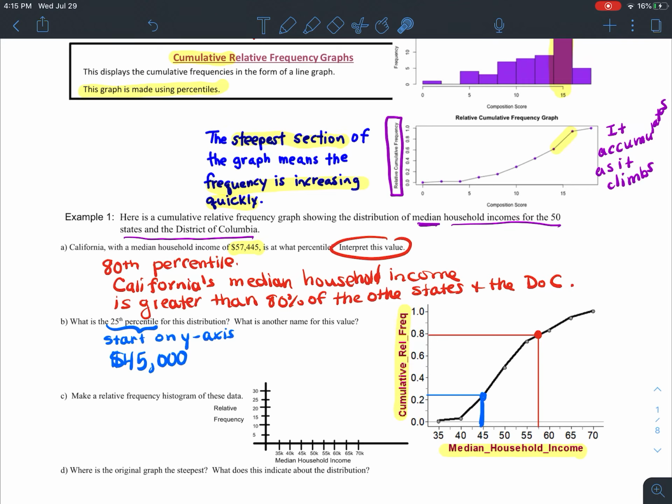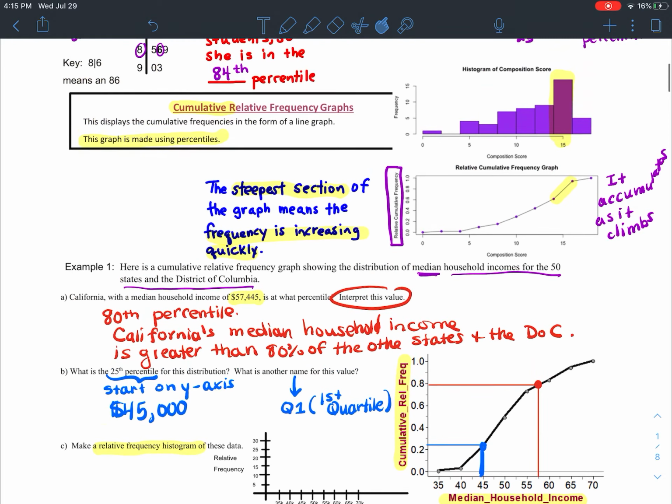Okay, so another name for the 25th percentile is what we would call Q1. That is called the first quartile. We learned about that when we did box and whisker plots, when we did that outlier test and found the interquartile range. There is a problem, I think, on your homework that asks you to take a cumulative relative frequency graph like this and turn it into a relative frequency histogram, kind of similar to how this came from this histogram here.